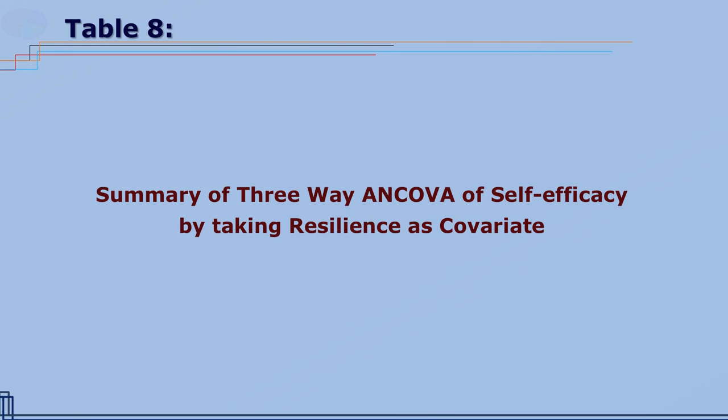Now, let us understand how to interpret the results. From the output of the SPSS, the table 8 can be formed and its title should be Summary of Three-Way ANCOVA of Self-Efficacy by Considering Resilience as Covariate.